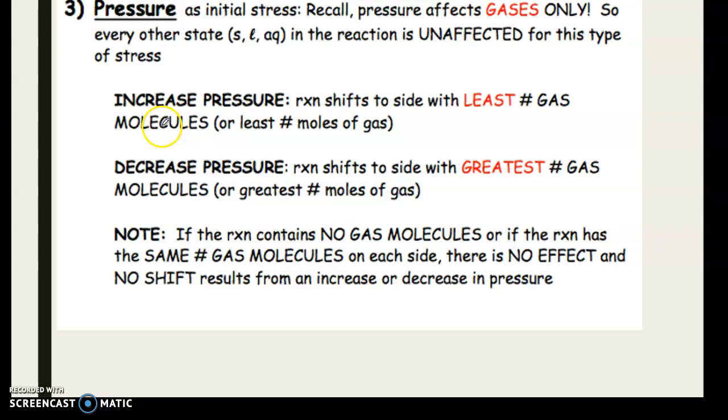So, if one side has 9 moles and the other side has 10 moles, when I increase pressure, I'm going to shift to the side with 9. But when I decrease pressure, I'm going to shift to the side with 10. All right. Be right back with the practice.